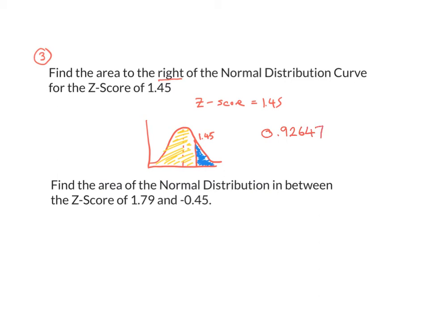0.92647, that will be the yellow. That will be this area. And we're going to do a 92.647% will be that area. And the blue area is going to be 100 minus 92.647, which equals 7.353, I think it is, which we could round up to 7.35%.